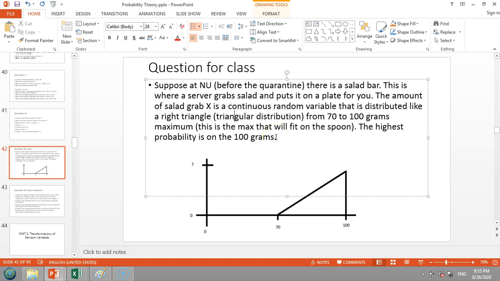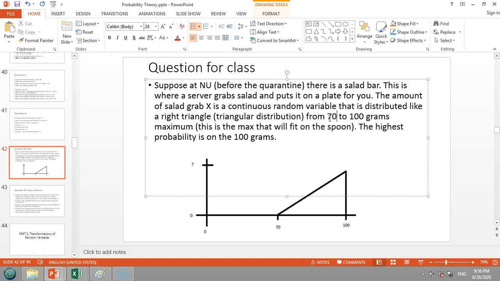So basically, the story is the following. I go and get some lunch or something like this. And whoever is serving the food, the server asks me, would you like some salad? And I say, okay. He grabs a spoon and puts salad on my plate. A full spoon, the maximum that the spoon can fill, is 100 grams of salad. The minimum it can fill is 70.